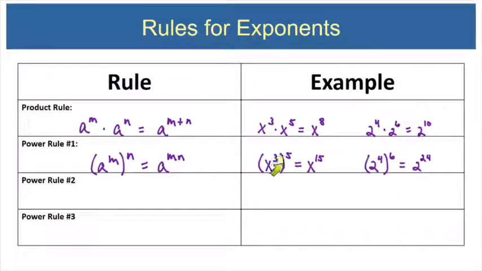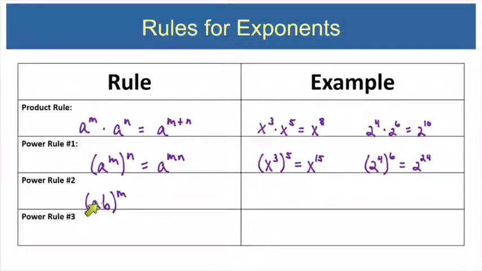Okay, notice the difference between these. x to the 3rd times x to the 5th is x to the 8th, but x to the third raised to the fifth is x to the 15th. 2 to the fourth times 2 to the sixth is 2 to the 10th, but 2 to the fourth raised to the sixth is 2 to the 24th. So notice the difference between them. This top line is the product rule. This bottom line is the power rule. Now let's get power rule number 2.